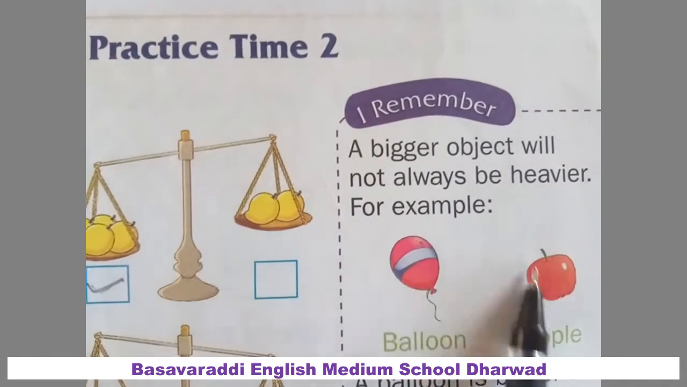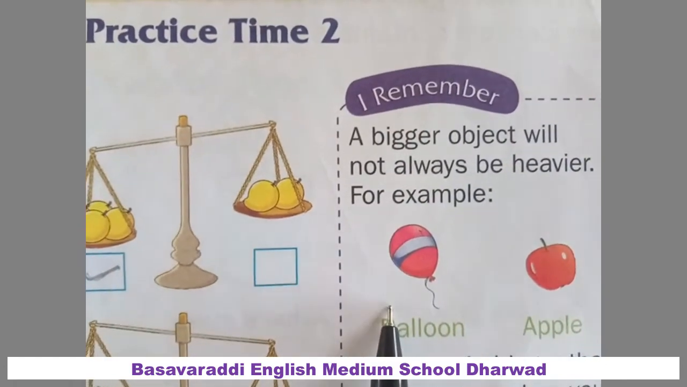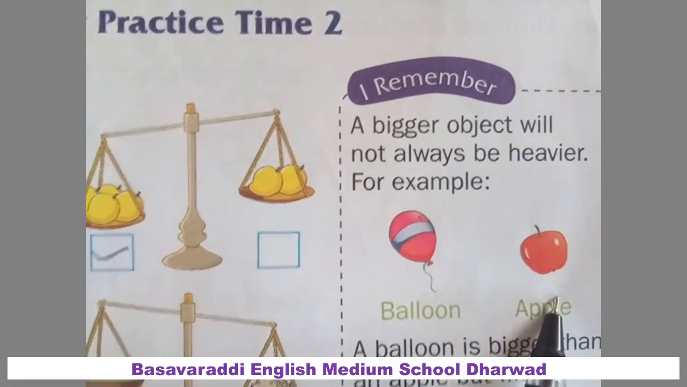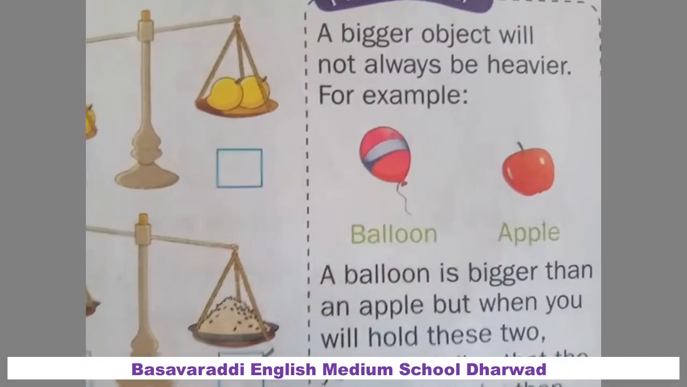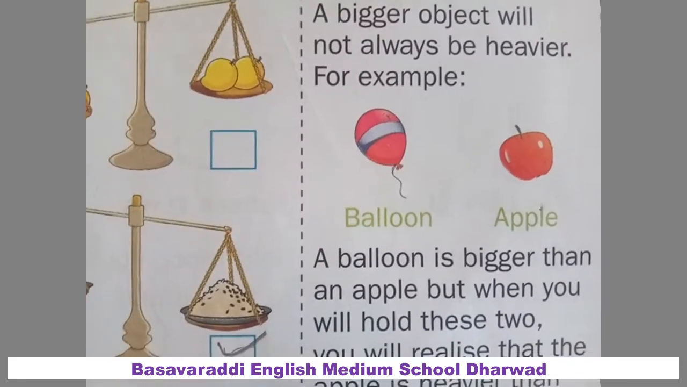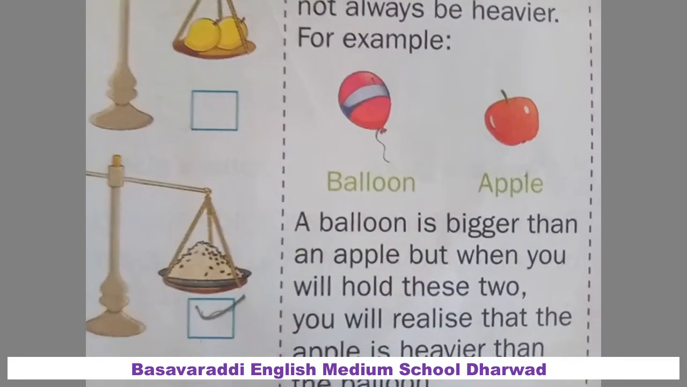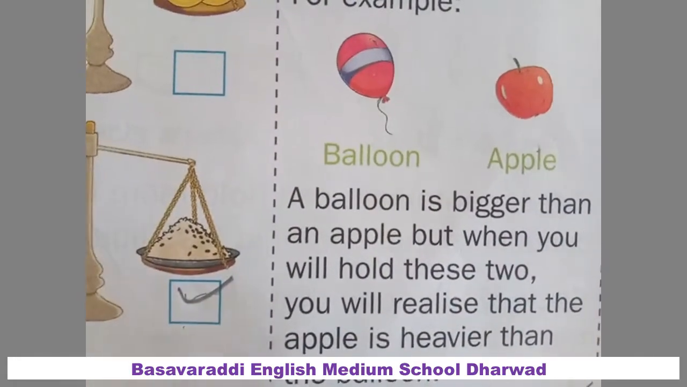For example, see, the balloon looks big, but it is lighter. The apple looks small, but it is heavier. A balloon is bigger than an apple, but when we are holding these two, what happened? The apple is heavier than the balloon.